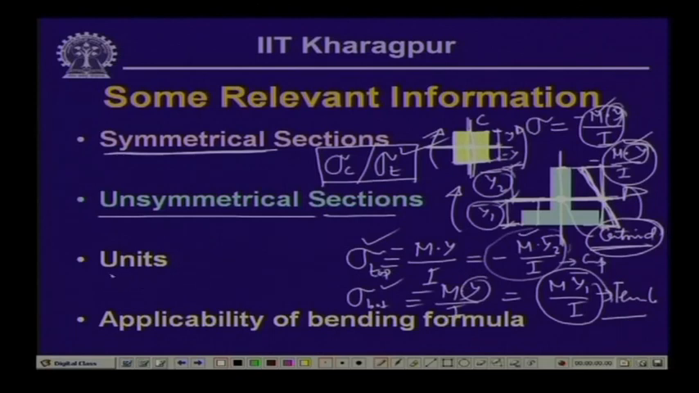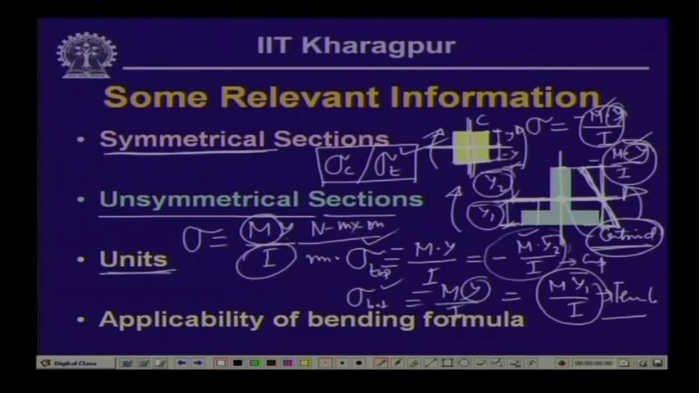Thirdly, the units of the stress you can readily look into from this expression, sigma is equal to M y by I, irrespective of the sign. M is in Newton meter, y is in meter, and I, the moment of inertia, the second moment of area, is meter to the power 4. So, this gives us Newton per meter square, which is nothing but Pascal. So, sigma we represent in terms of Pascal or megapascal or gigapascal.